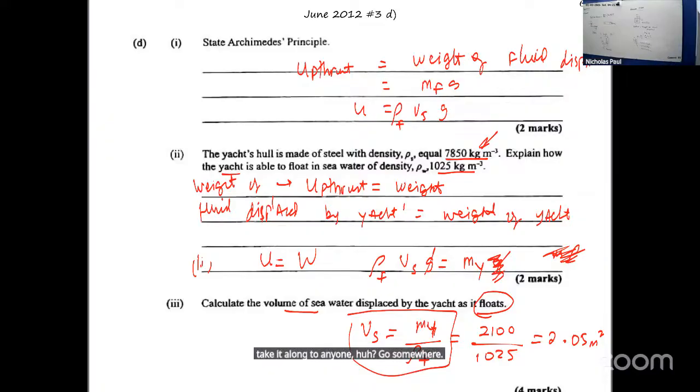We can look back at the 2012 paper, number three, and look at A and B. But you have to equate and cancel. Use the value as 2100 for now.